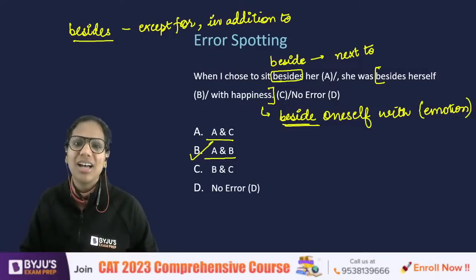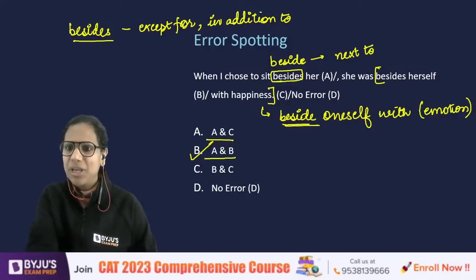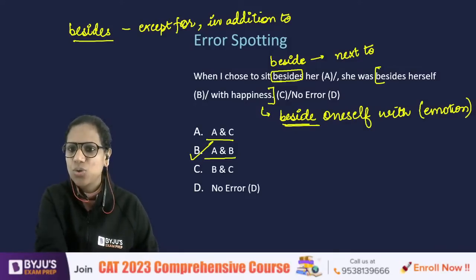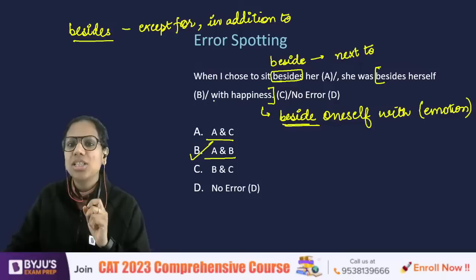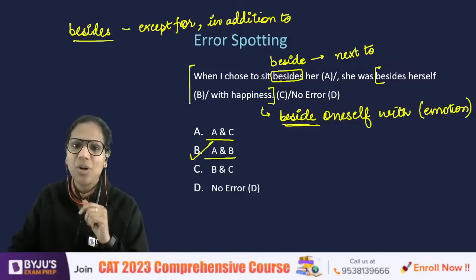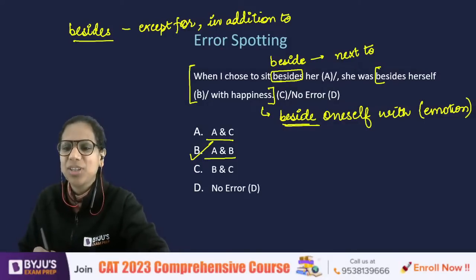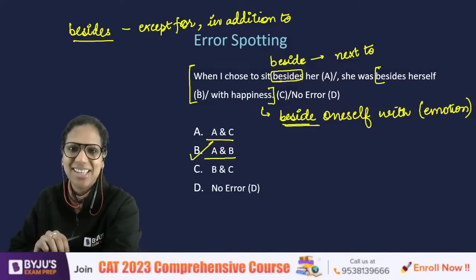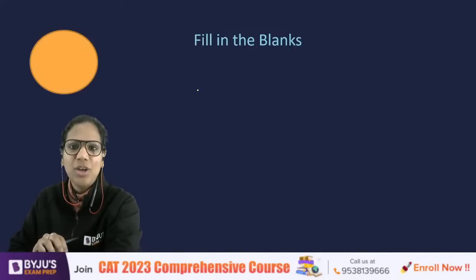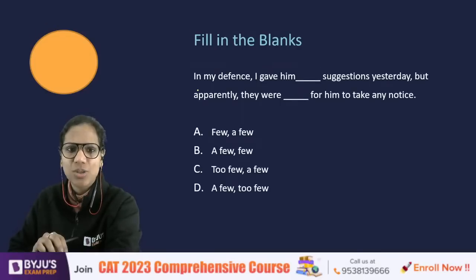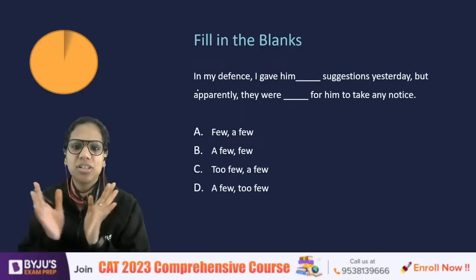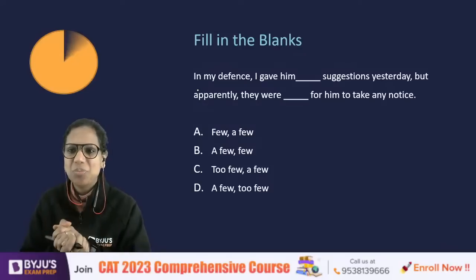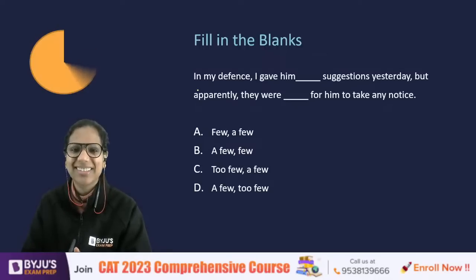B, Bangalore is the answer. Right? Make sense? So I think we've discussed this concept of besides earlier as well. Somehow I'm able to recall this. Maybe a question came in your previous year papers where we discussed this. Okay. Fill in the blanks. Let's have a look at this question here. Again, the good old few, little concept that is being tested here. A few, the few, too few.